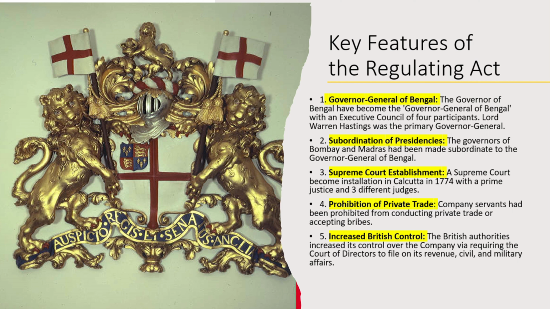Prohibition of private trade. Company servants were prohibited from conducting private trade or accepting bribes. Increased British control. The British government increased its control over the company by requiring the Court of Directors to report on its revenue, civil, and military affairs.